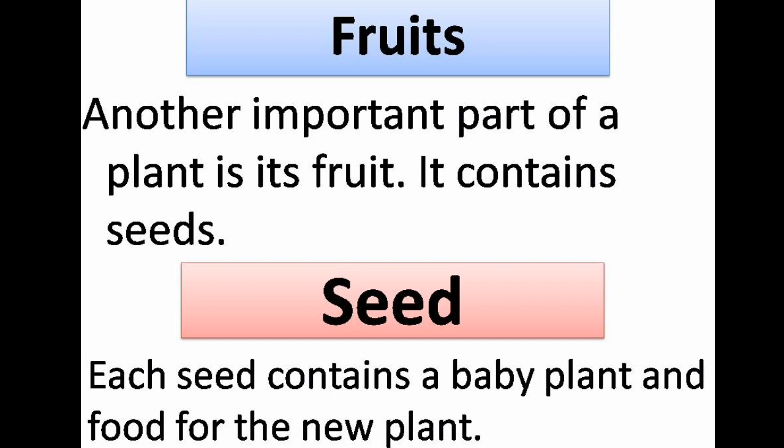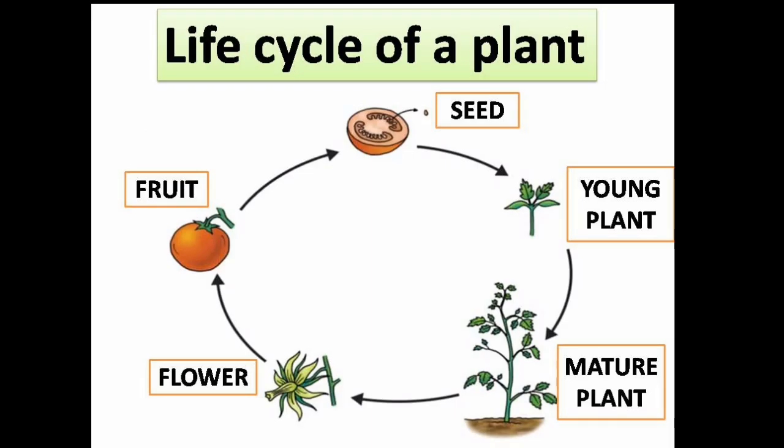Another important part of a plant is its fruit. It contains seeds. Each seed contains a baby plant and food for the new plant. The series of changes in the life of a plant, including reproduction, is called as life cycle of a plant.